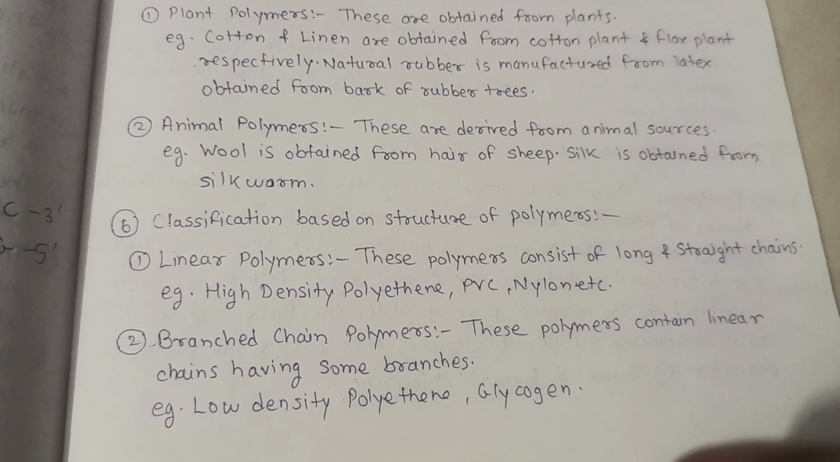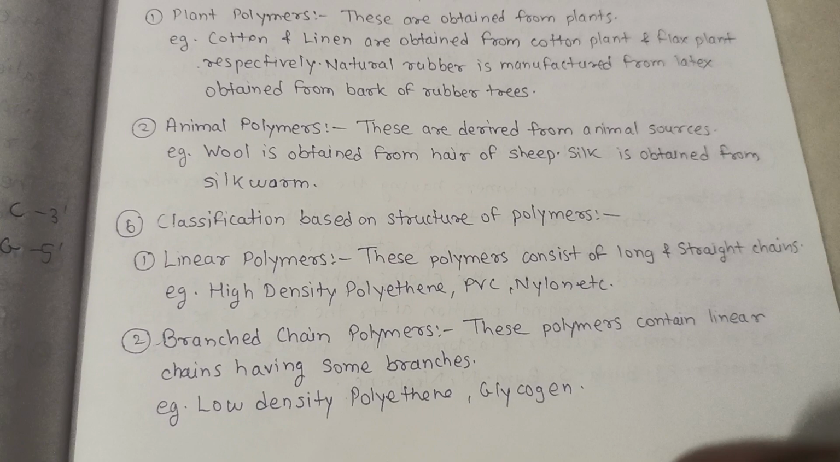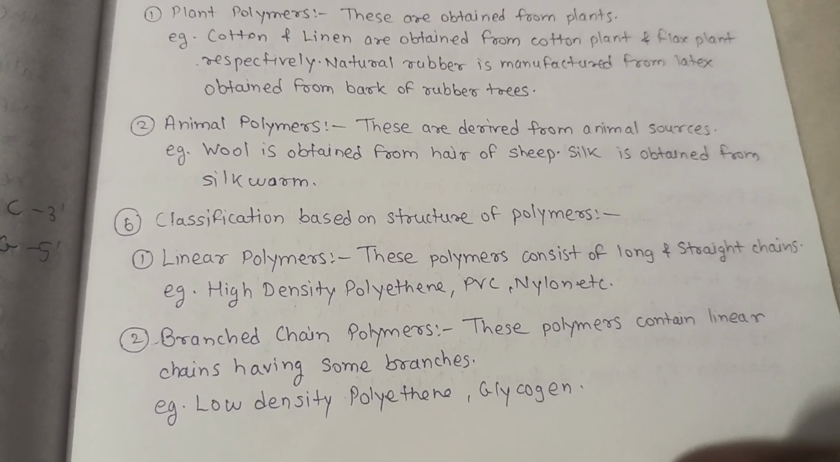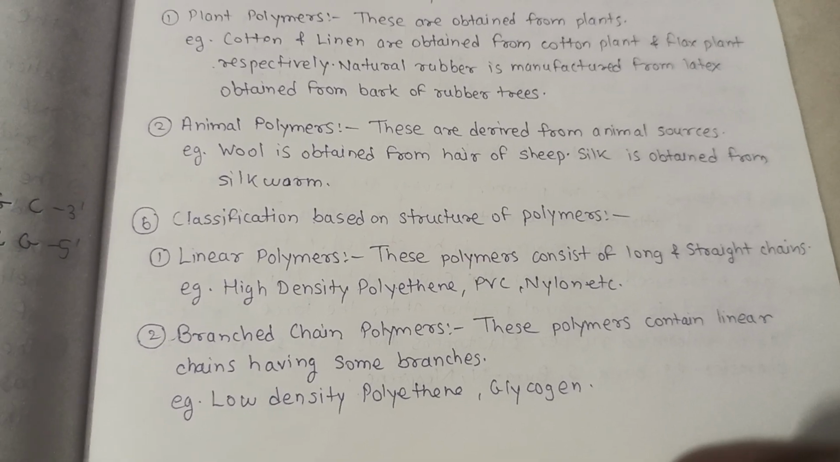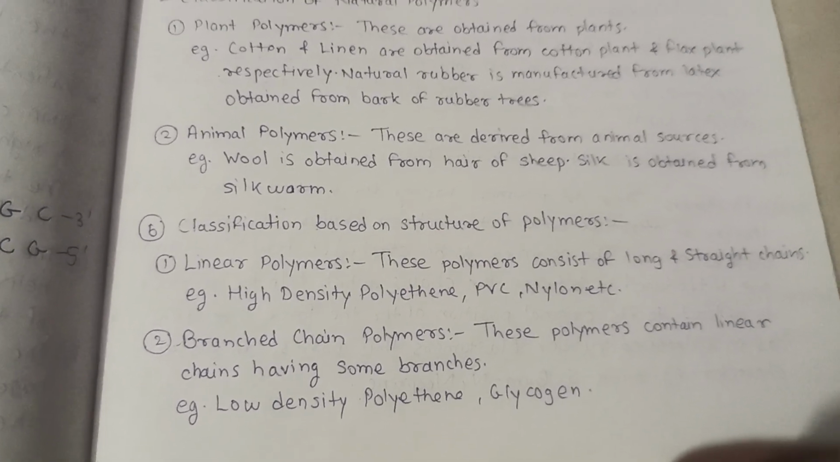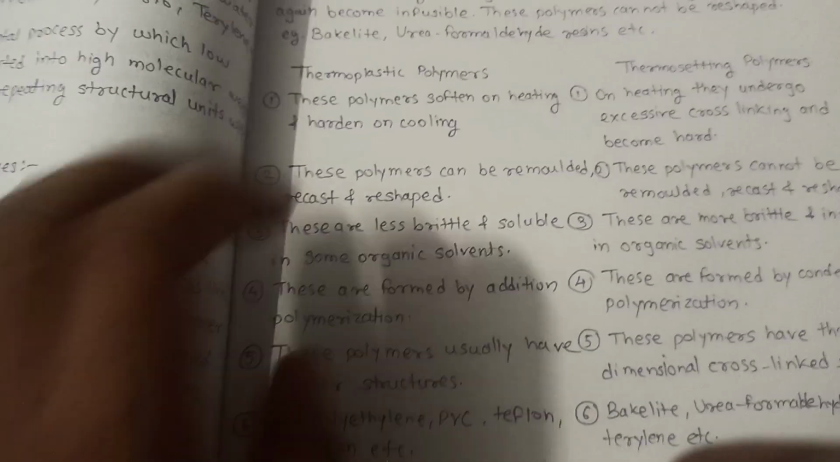Next is branched chain polymers. These polymers contain linear chains having some branches. Low density polyethylene, LDPE, and glycogen. So these are some examples of branched chain polymers, which are having branches.